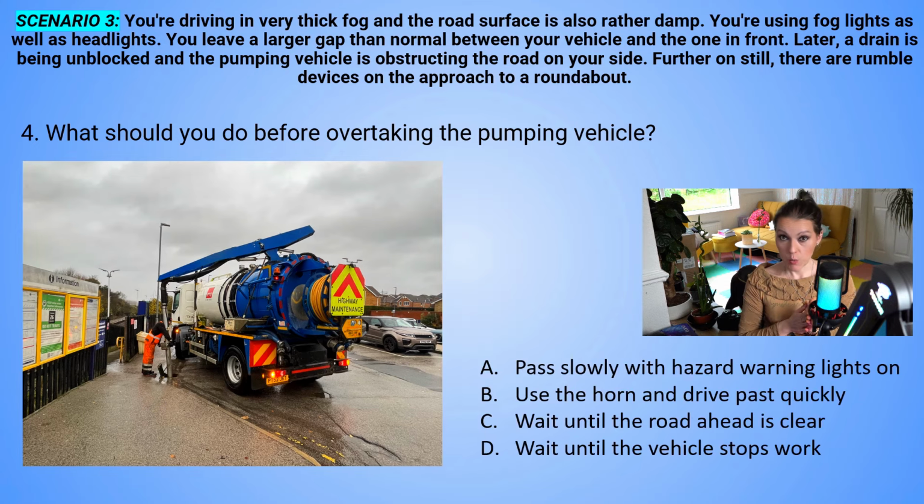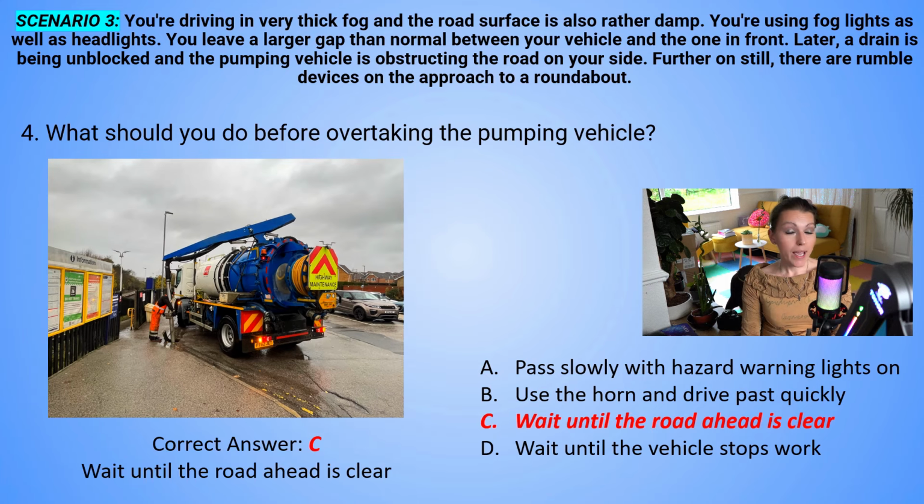A. Pass slowly with hazard warning lights on. B. Use the horn and drive past quickly. C. Wait until the road ahead is clear. Or D. Wait until the vehicle stops working. And the correct answer is C. Wait until the road ahead is clear.